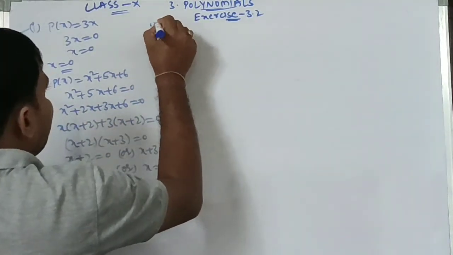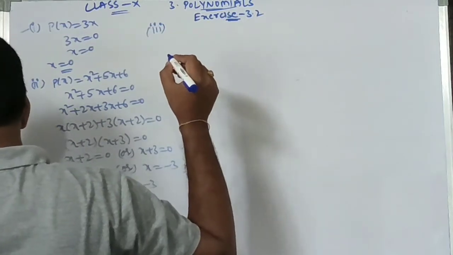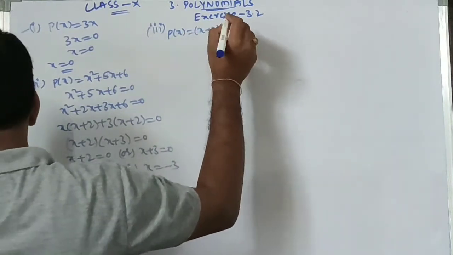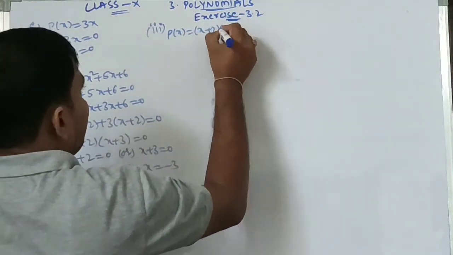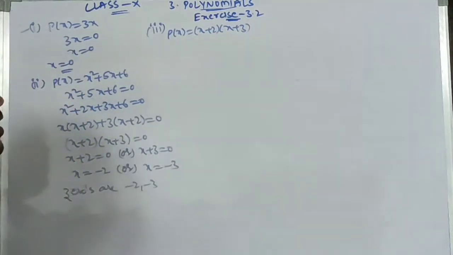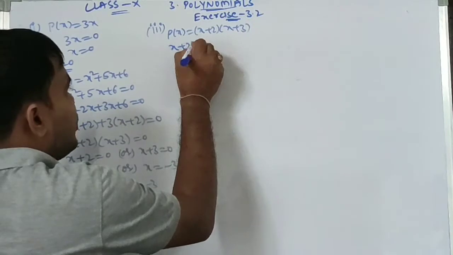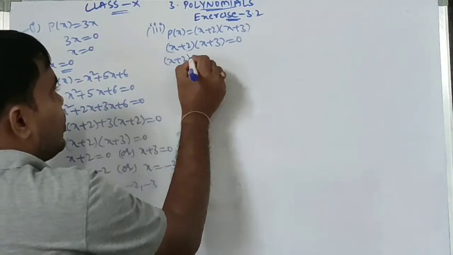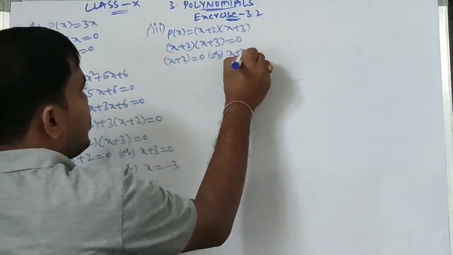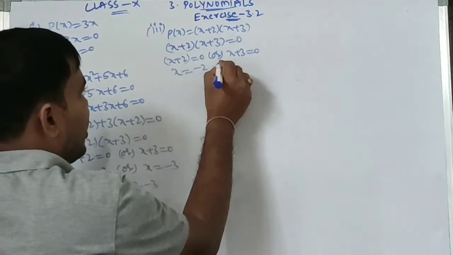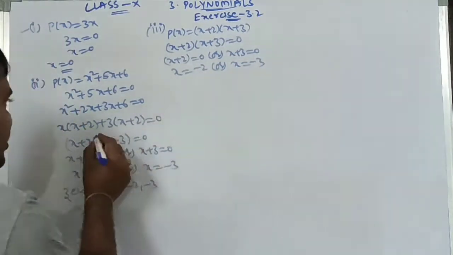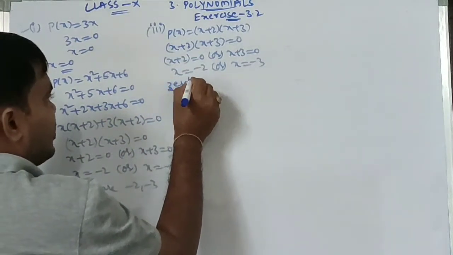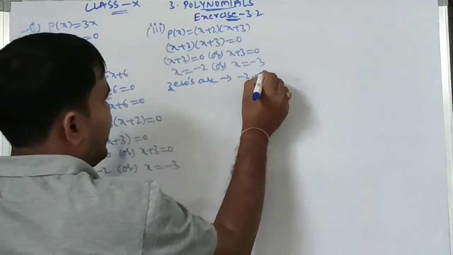Next, the third one. P of x equal to (x plus 2)(x plus 3). Make this equal to 0. (x plus 2)(x plus 3) equal to 0. So either x plus 2 equal to 0 or x plus 3 equal to 0. x equal to minus 2 or x equal to minus 3. So this we have done. From here onwards it is the same. So the zeros are minus 2, minus 3.